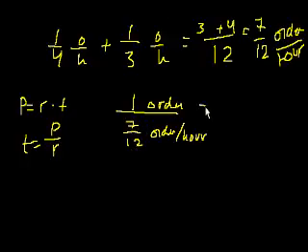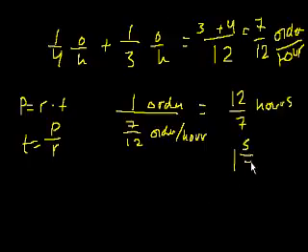So this is the same thing as 12 over 7, and then of course the orders cancel out and you end up with hours in the numerator. So 12/7 hours, or 1 5/7 hours. What do they have? Yep, that's choice C. Choice C.